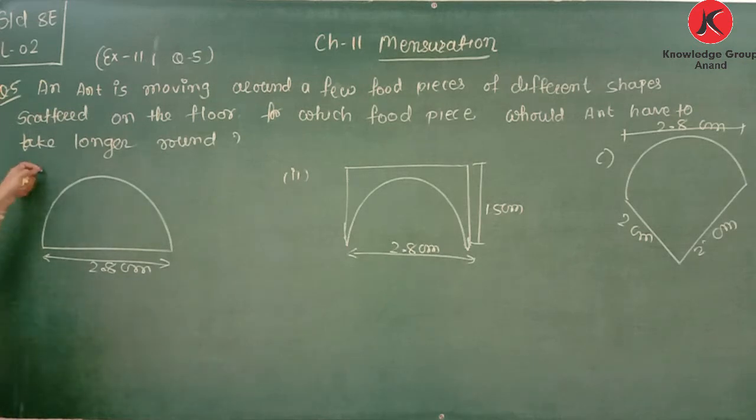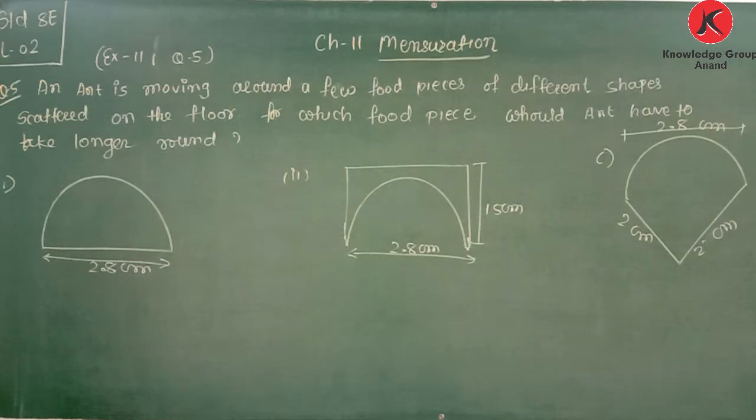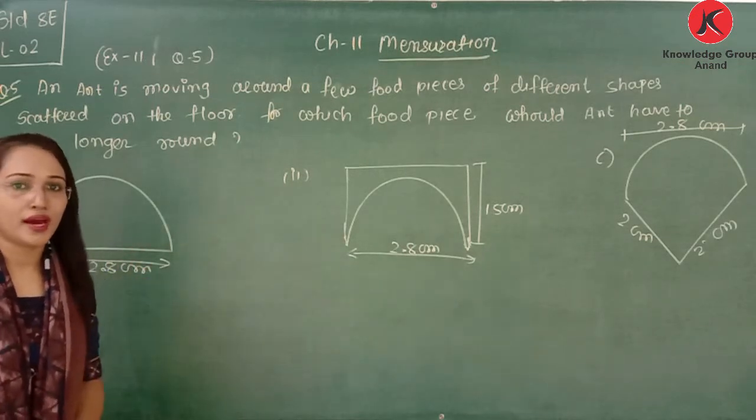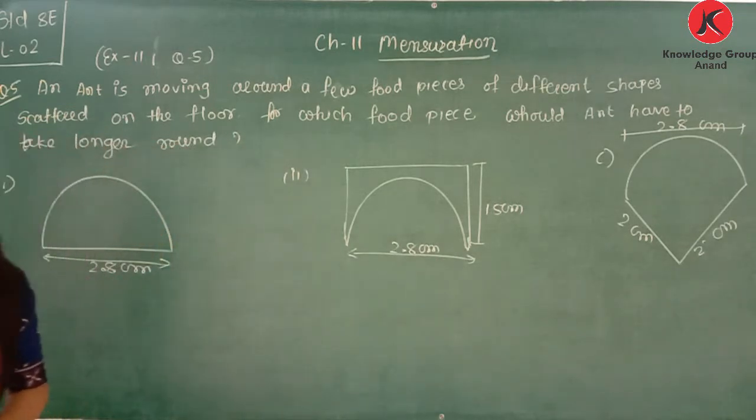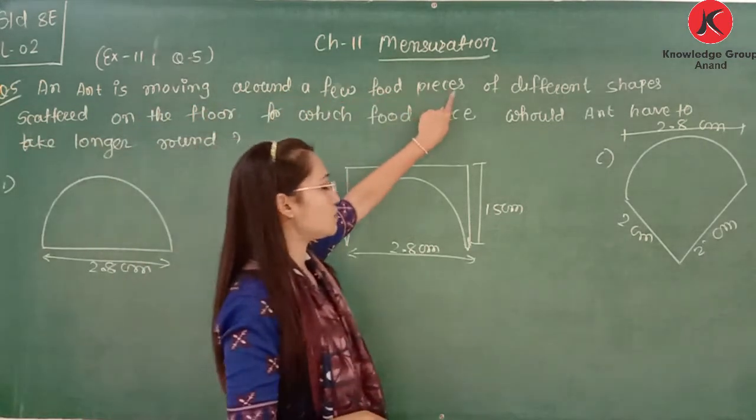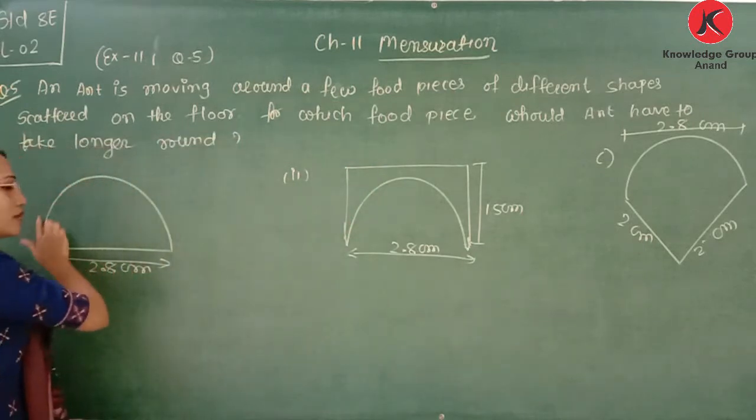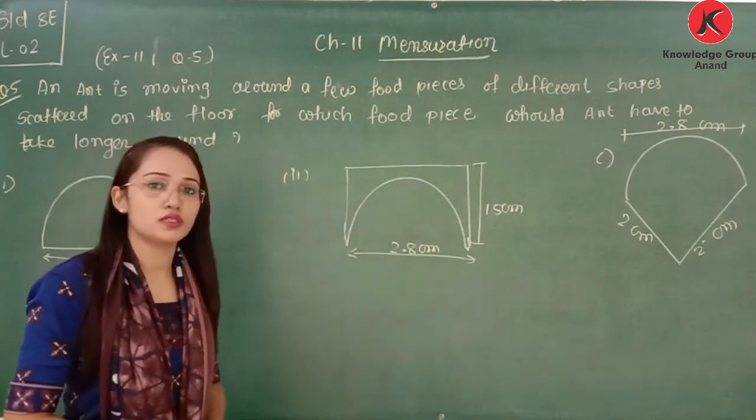So here is question number 5. An ant is moving around a few food pieces of different shapes scattered on a floor. For which food piece would the ant have to take a longer round? Some food pieces of different shapes are given, and you need to find the one for moving around. Around means the outer boundary. The ant is moving around the food pieces, so on which food piece does the ant need to take a longer round?